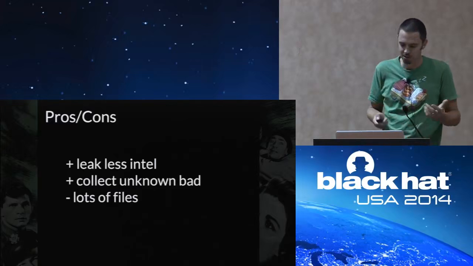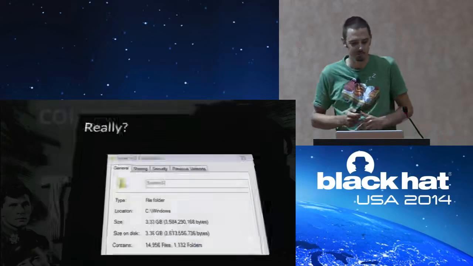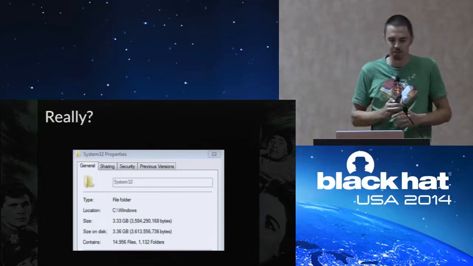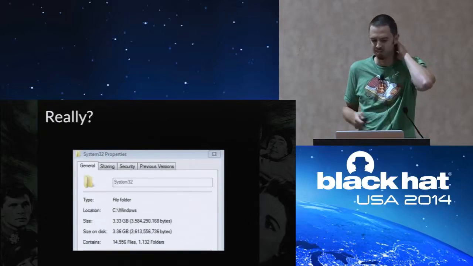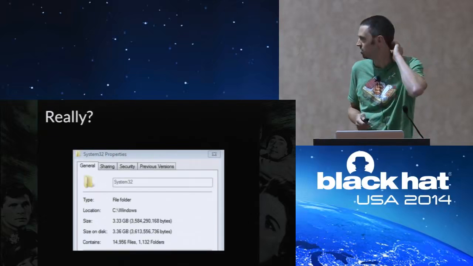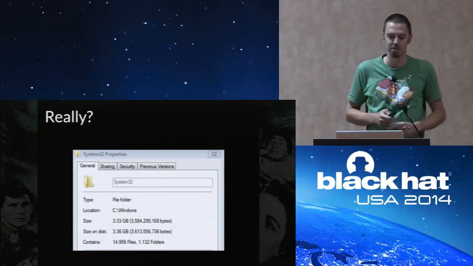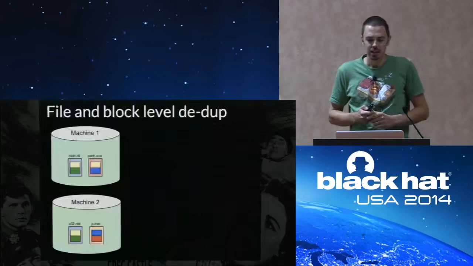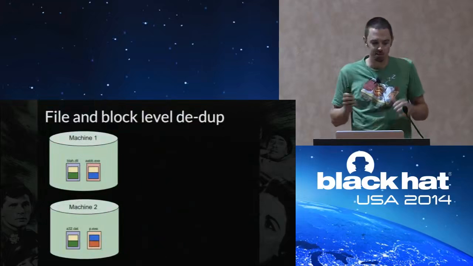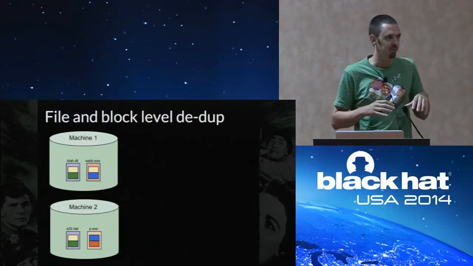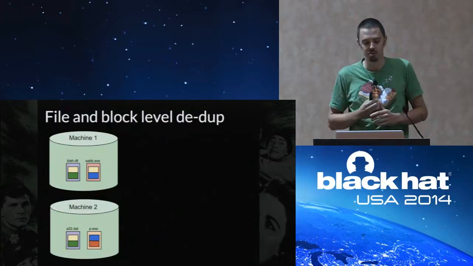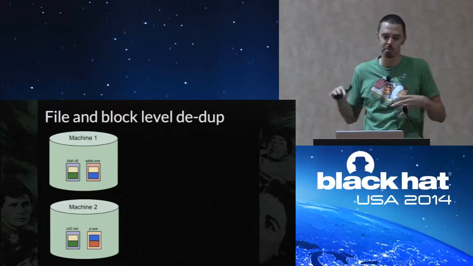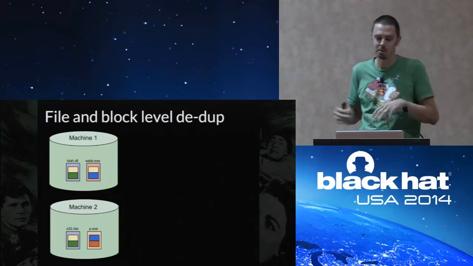And the obvious downside is, there's a ton of files. So is this actually really practical? Could you do this? On my fairly vanilla Windows development machine, this was like 3 gigs worth of files in System32. So it is practical to collect large numbers of files with GRR and to do it at scale, across a lot of machines. And I'm going to explain how that works and why it's effective.